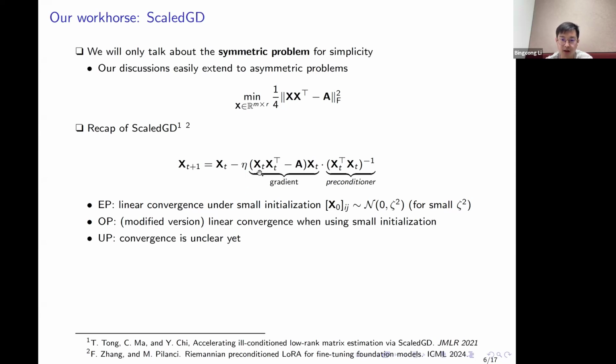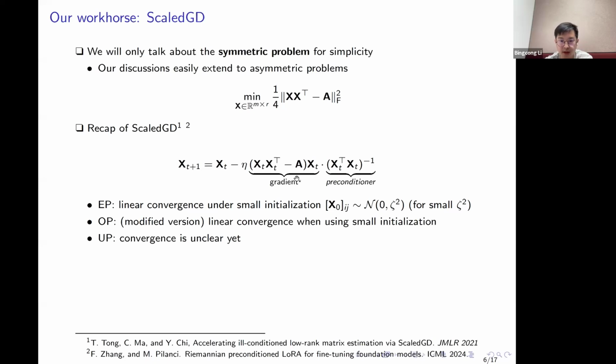This part, xt xt transpose minus A multiplied by xt, is just the gradient, right? And the preconditioner, or the scaling part, is this (xt transpose xt) inverse. Because we are coping with low rank problems, this preconditioner is only of size r by r, so that makes matrix inversion acceptable. And actually, scaled gradient descent has also been applied for training LoRA in a recent ICML 2024 paper.